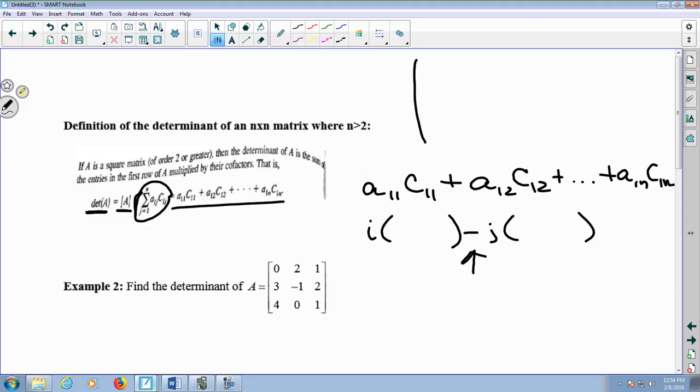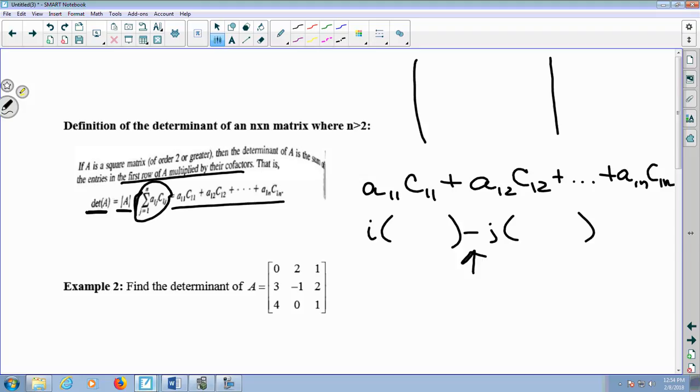Let me back up a step and remind you that what this says is the first row of A multiplied by their cofactors. It could actually be any row or any column. So what you do is you take any row or column and take those entries and multiply them by their cofactors, which remember are determinants of those remaining 2 by 2s, which go plus or minus depending on the sum of i and j. If i plus j is even, then the cofactor is going to be positive.